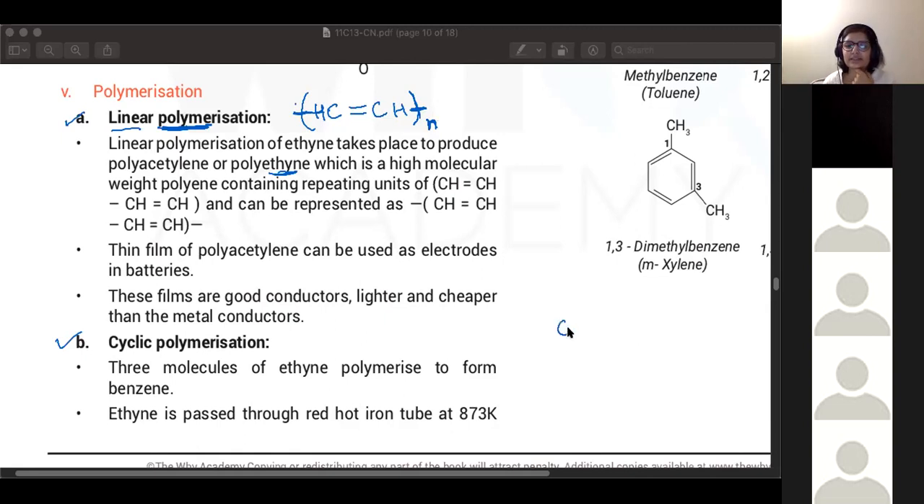It's basically like this: CH double bond CH double bond CH. No, not all are double bonds. Sorry, my bad. So one ethyne molecule connected by single bonds to another unit of ethyne, connected by single bonds to another unit of ethyne. That way, this keeps going on and on forever.